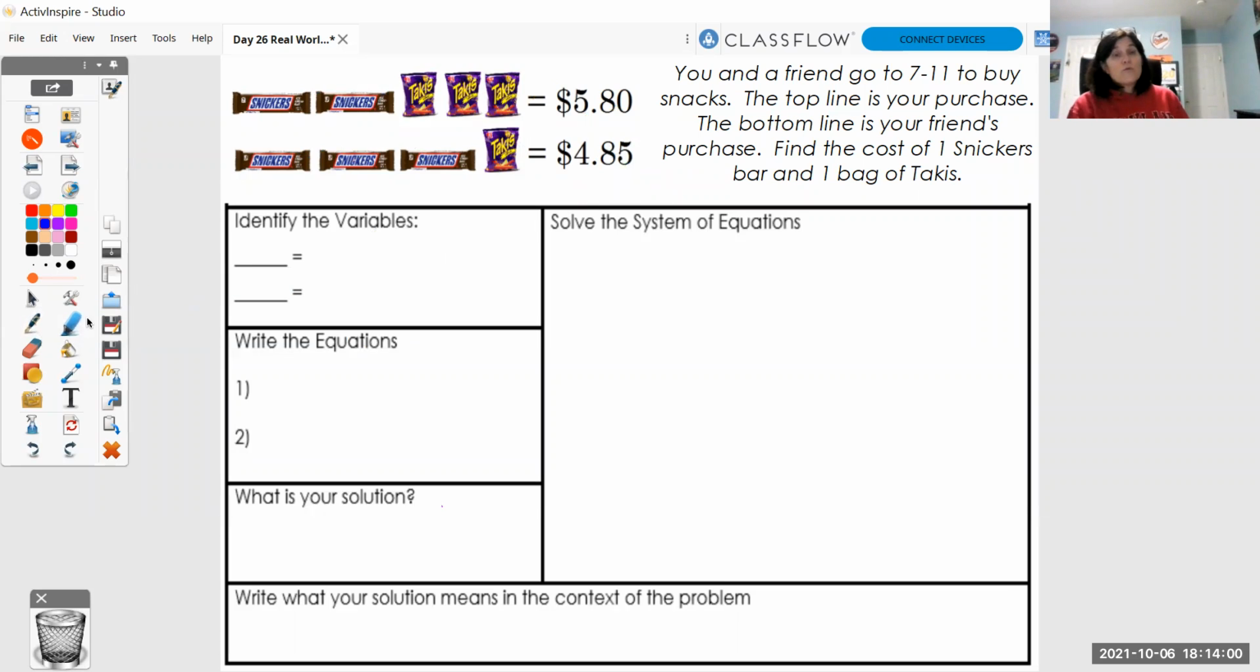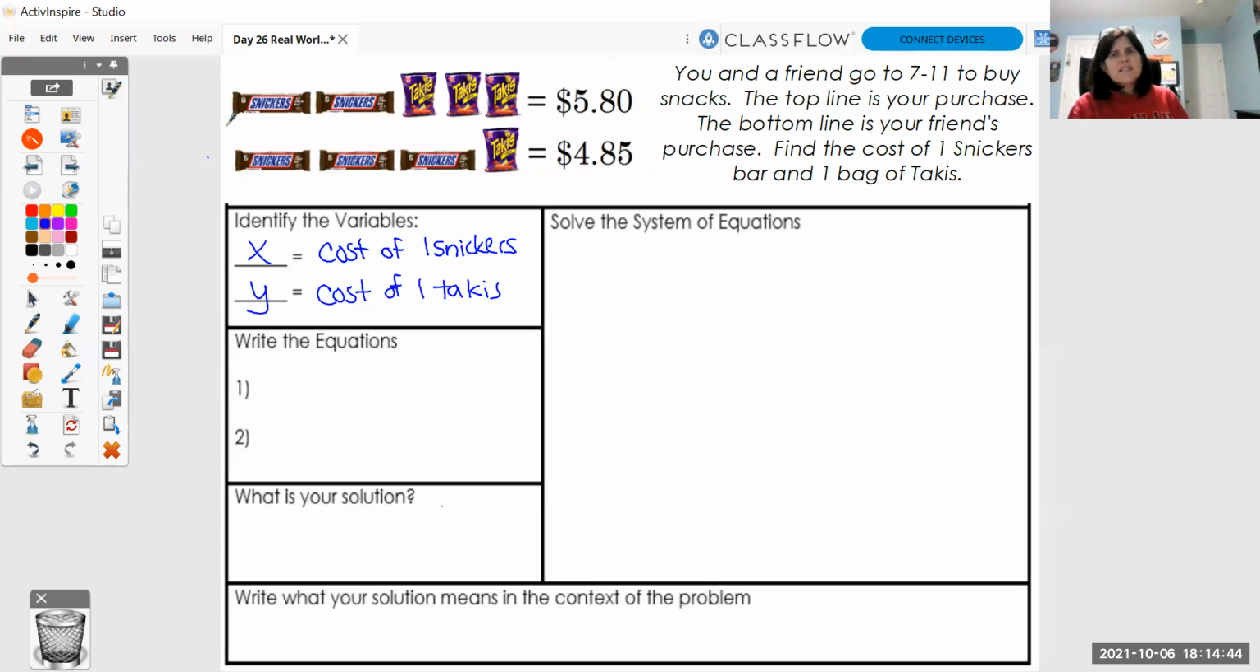So we can identify the variables. I'm just going to use X and Y. You can use whatever you'd like. S and T are bad. S looks like a 5 and T looks like a plus. So I'm just going to use an X and a Y. And I'm going to say that X is the cost of 1 Snickers. And then I'm going to say that Y is the cost of 1 Takis.